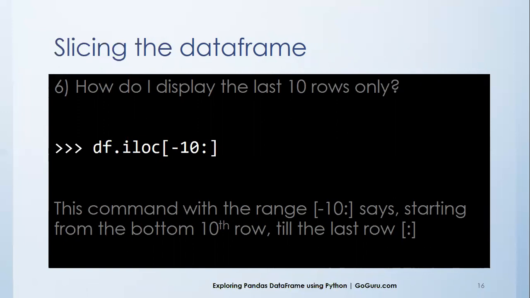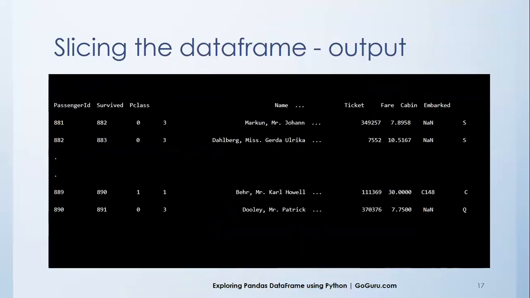Anytime you give a negative number in the first range, it will go from the bottom and then go up 10 records. And if you don't have anything after the colon, it means all the way through the end. So that is what you will get. This is what you will see when you invoke the command. These are the last 10 rows from our Titanic dataset.